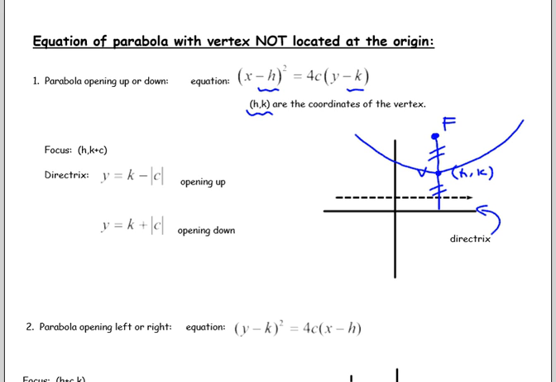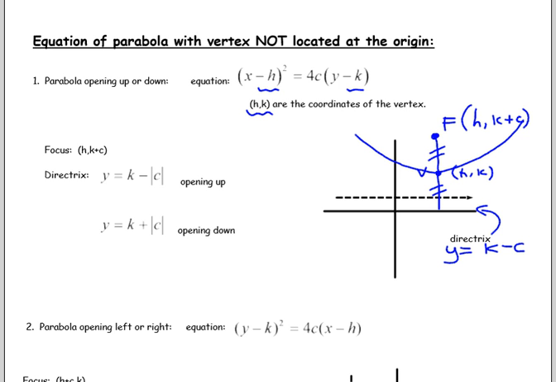And that's it. So you know that if your vertex is at (h, k), then your focus will be at (h, k plus c). Okay? And your directrix will be here at y is equal to k minus c, because it's going down. All right, and that's it.